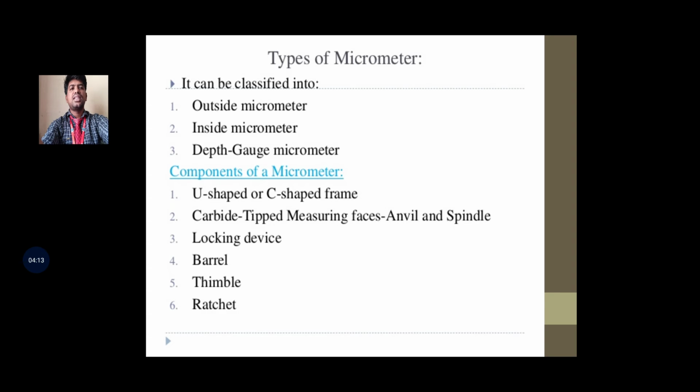Next we see the various types of micrometer. Micrometers are classified into three types: outside micrometer, inside micrometer and depth gauge micrometer. They are also classified based on the components of the micrometer. So what are the components of the micrometer? The U-shaped or C-shaped frame. Second, the tipped measuring face, or anvil and spindle. The locking device, barrel, thimble and ratchet are also considered. These are the components we consider in the micrometer.